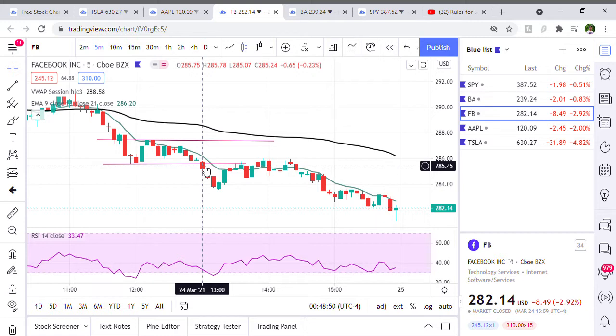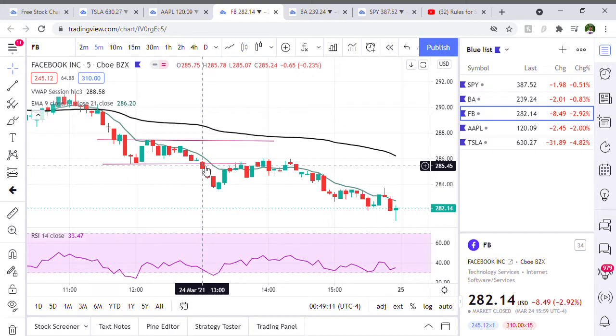Okay, did it touch the 9 EMA and come back? Yes. RSI is falling? Yes. 9 EMA is pointing downwards, it keeps moving downwards? Yes. VWAP keeps moving downwards? Yes. Okay, VWAP moving downward is not required. It might be straight also, but the 9 EMA should be moving downward.